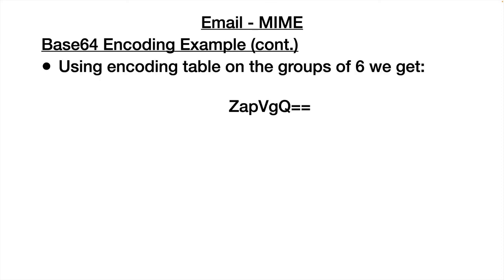Once we encode that, this is how it's going to look. The first sets will encode to capital Z, lowercase a, lowercase p, capital V, lowercase g. And then we have that 0, 1 by itself. So what we're going to do is add 4 zeros after that, and then we'll get a capital Q. So that's where the Q comes from.